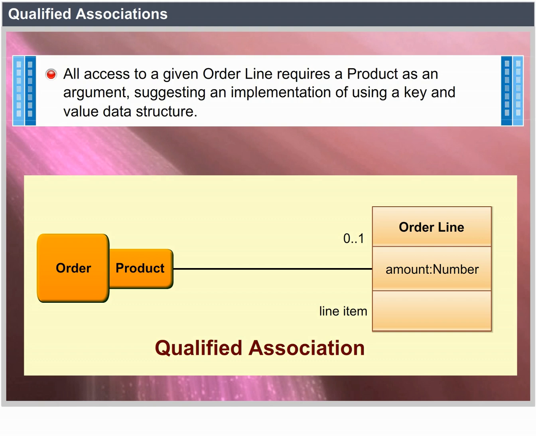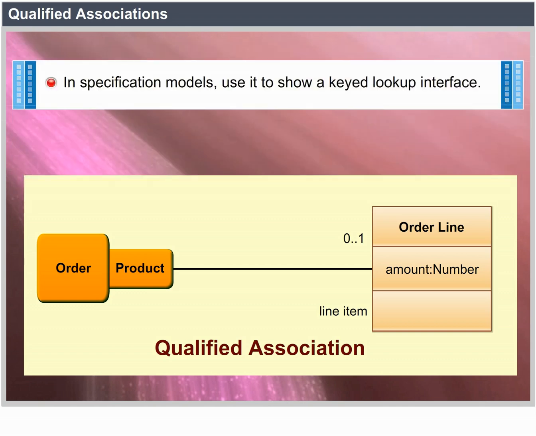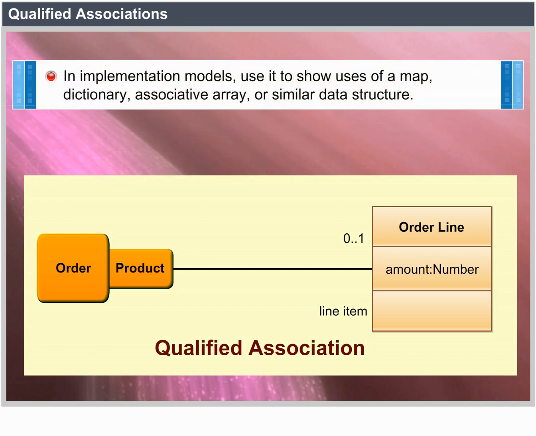and value data structure. Use a qualifier construct only to show constraints along the lines of single order line per product on order in conceptual modeling. In specification models, use it to show a key lookup interface. In implementation models, use it to show uses of a map, dictionary, associative array, or similar data structure. This figure shows a way of representing the association between the order and order line classes that uses a qualifier.